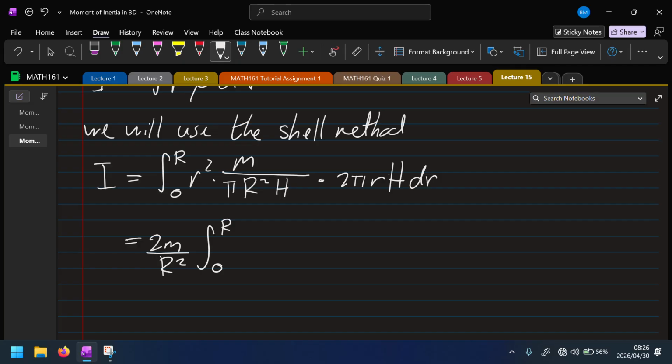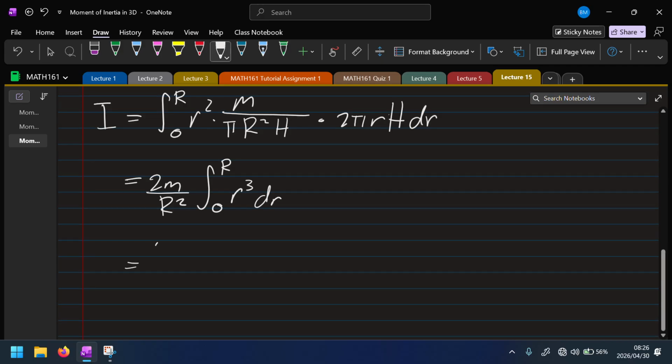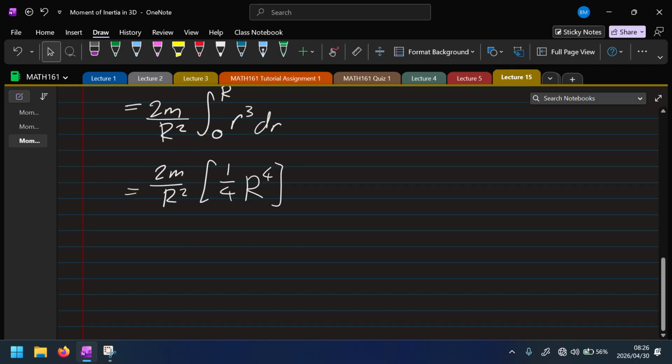Okay, from 0 to r. What are we left with? R squared, another r, so r cubed. So we have 2m over r squared, 1/4 r to the 4. So we have 1/2 m r squared.